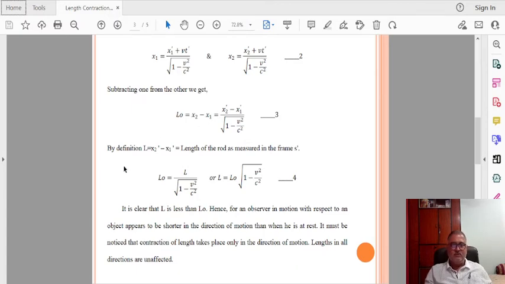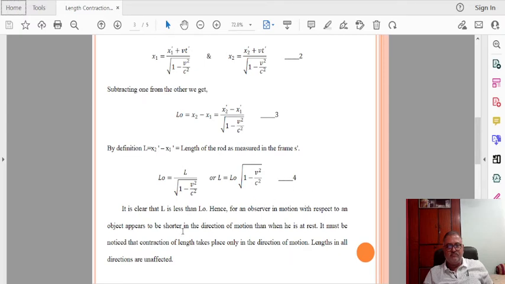See friends, by definition L equals x2 prime minus x1 prime, the length of the rod as measured in the frame S prime, and therefore we can write L0 equals L upon root of 1 minus v square upon c square, or L equals L0 root of 1 minus v square upon c square.